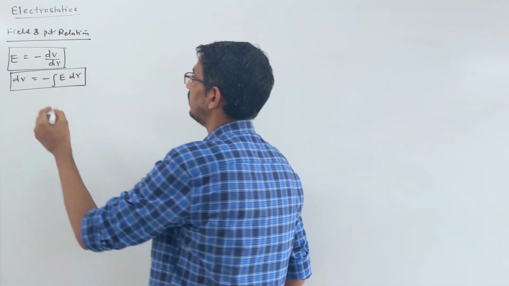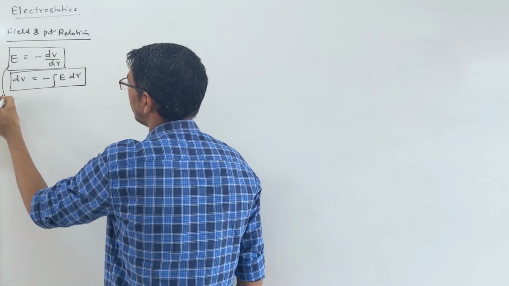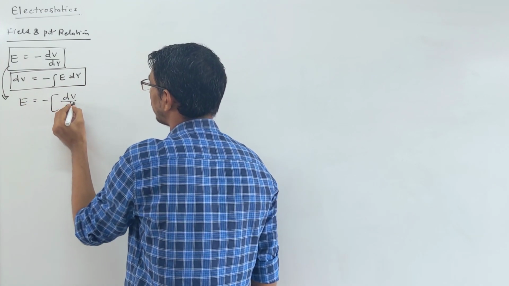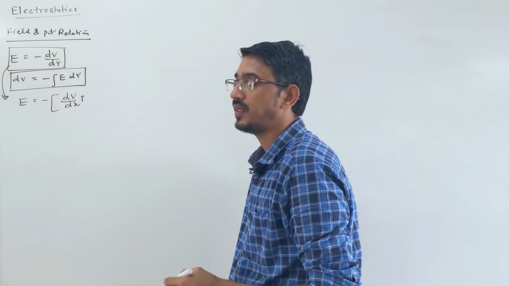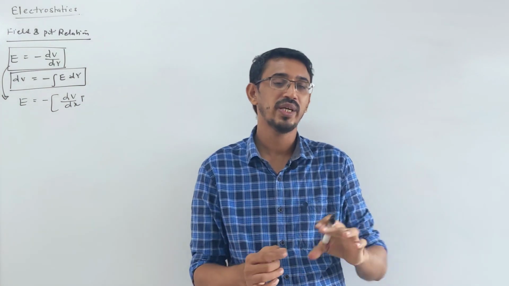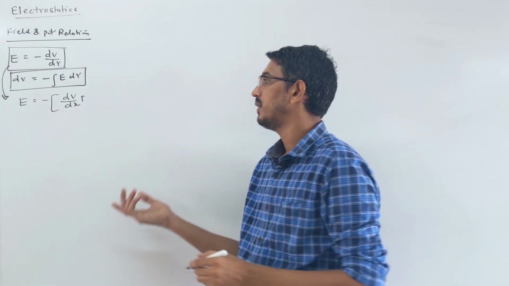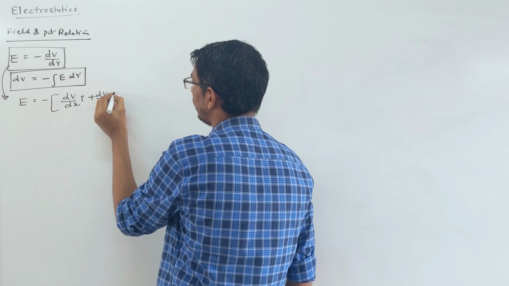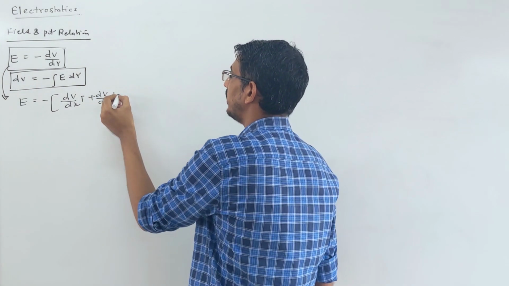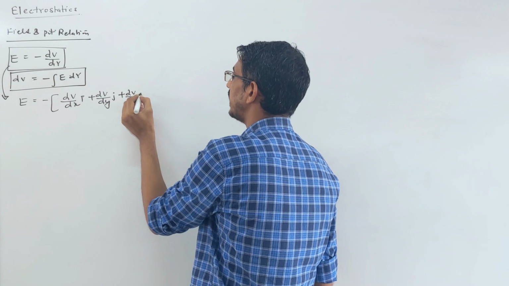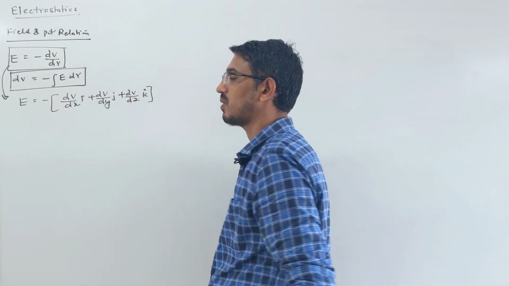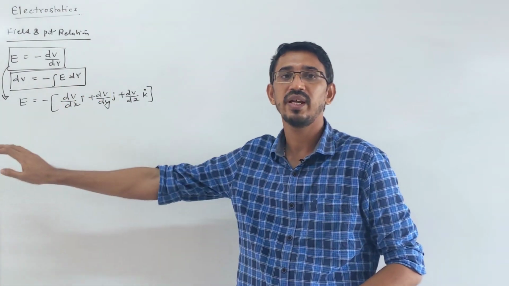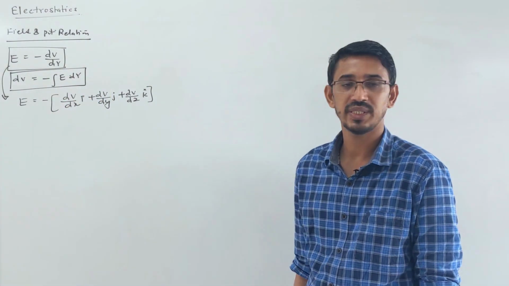So how do we write in Cartesian form? Same formula, if multiple coordinates are given: electric field will be equal to minus, you differentiate the given potential with respect to x. When you differentiate with respect to x, y and z will be constant. Then you differentiate with respect to y, and x and z will be constant. Then you differentiate with respect to z, keeping x and y constant. Add them all together, put in the coordinate. That's your answer. The answer will be in vector form if more than one coordinate is given to you.